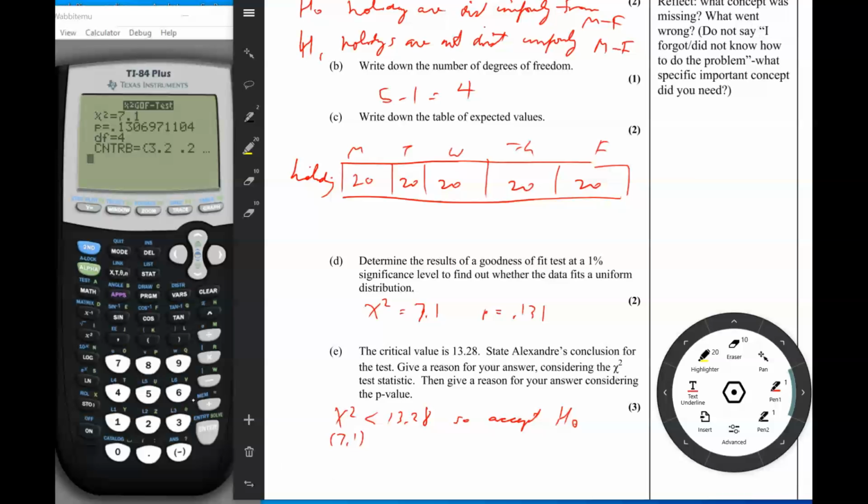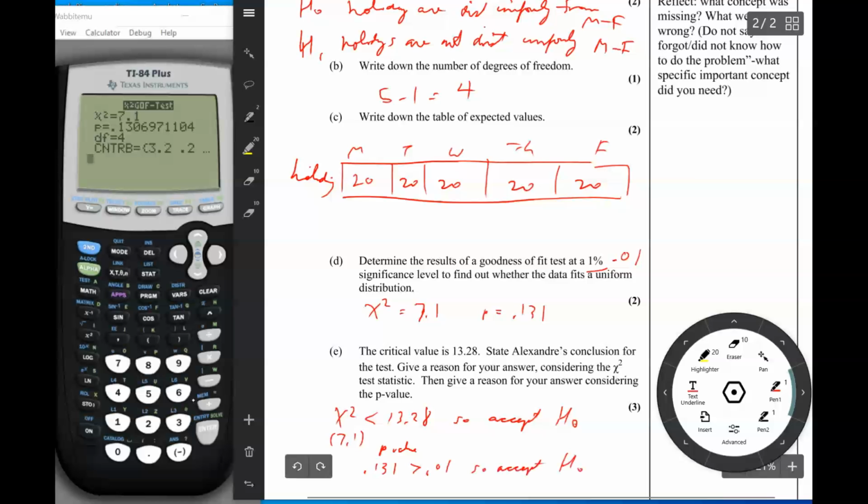Says then give a reason for your answer considering the p-value. So the p-value is 0.131. The p-value in this case, compared to the goodness of fit significance level of 0.01, is larger, right? So the p-value is larger than the significance level, so that means we accept the null hypothesis also, right?